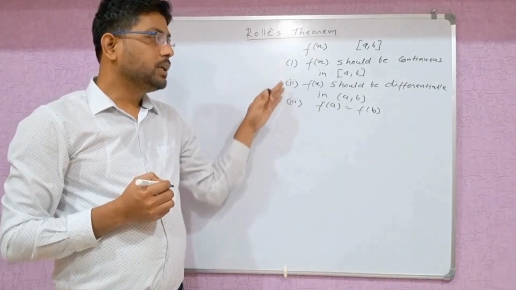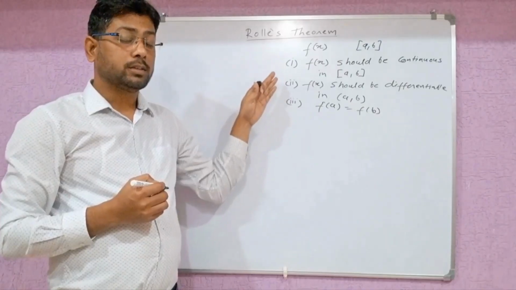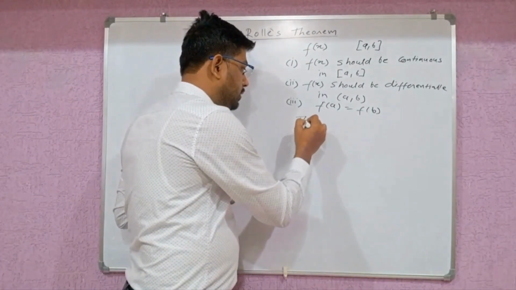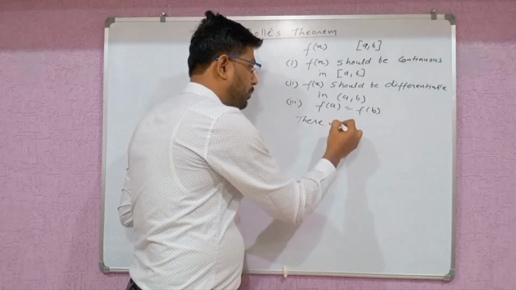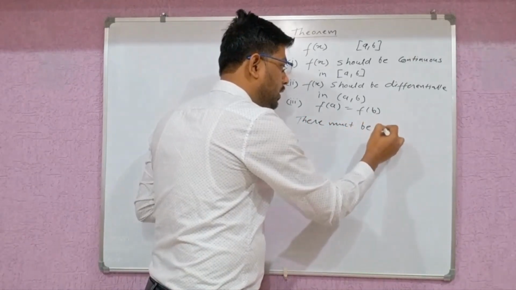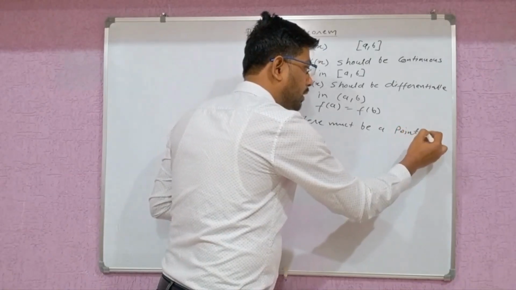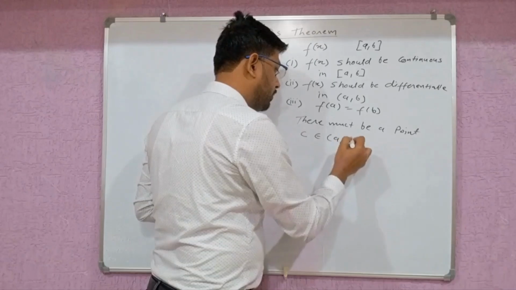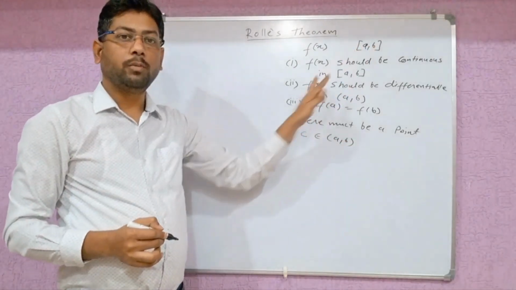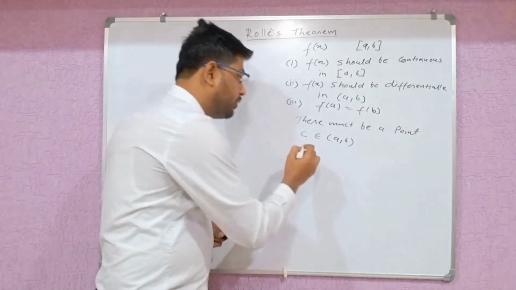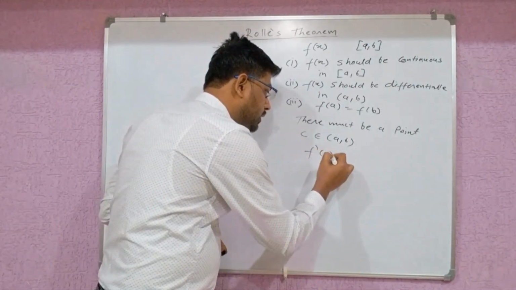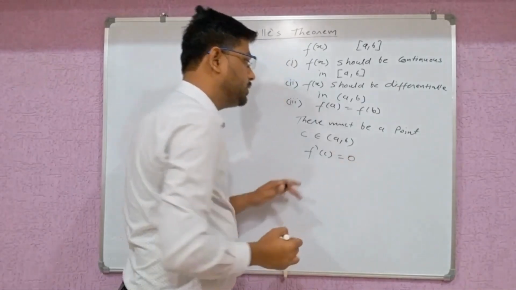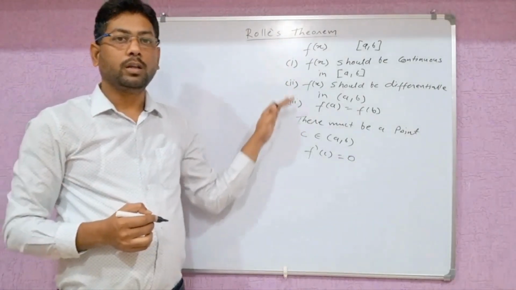If these three conditions are satisfied, then according to Rolle's theorem, there must be a point c in the interval a to b, such that f dash of c, that is f'(c), should be equal to 0. So this is the whole statement of Rolle's theorem.